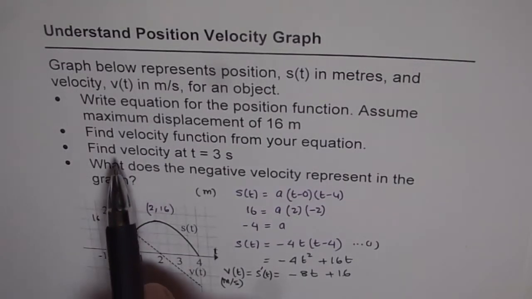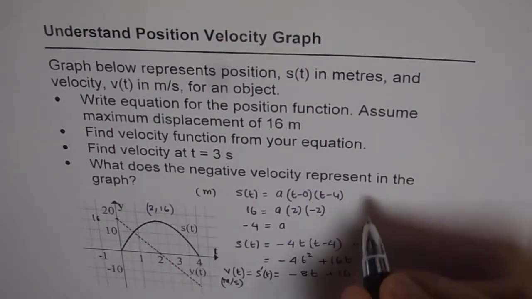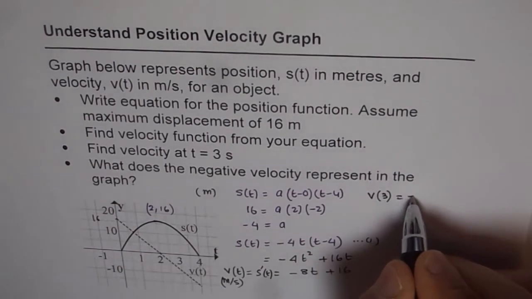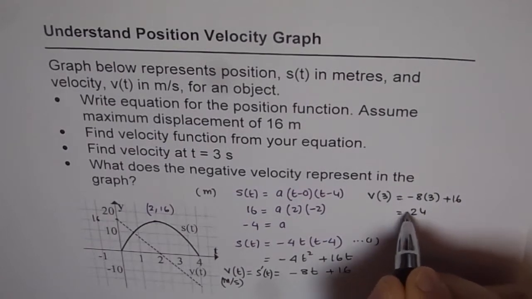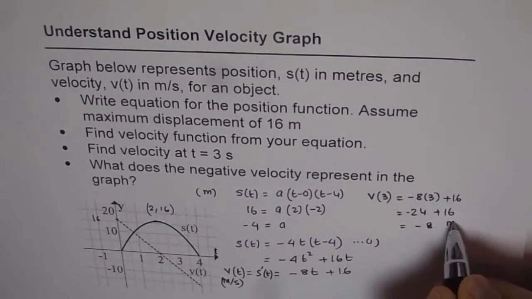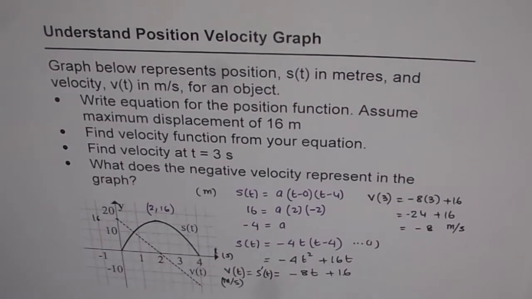Now the next part is find velocity at t equals 3. So we can read from the graph, but we can find from here also. So when we say find velocity at t equals 3, we really mean we'll plug in 3 here for t and calculate. So we have minus 8 times 3 plus 16, right? Which is minus 24 plus 16, right? And that gives us minus 8. And the units are meters per second, right? So let me write here time in seconds. I'm not writing y value is meters or meters per second, but you can now make out when we're talking about displacement it is meters, and talking about velocity is meters per second. So we answered third part.